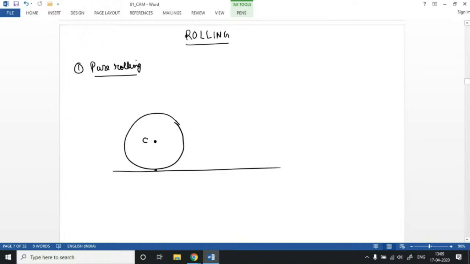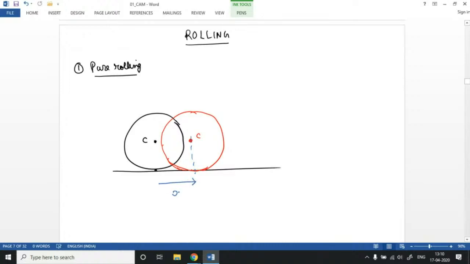So after some time, if it is rolling, then its center of mass will have some displacement. Let's say after some time, the center of mass will reach somewhere here, and the sphere will be like this. This is the next instant. So now you see, when this has rolled over, there would be displacement of its center of mass.